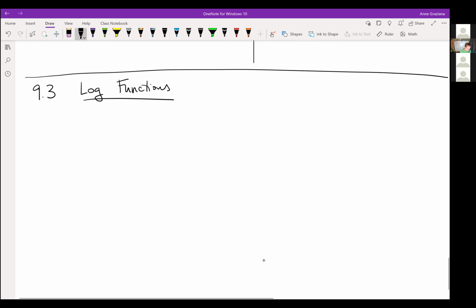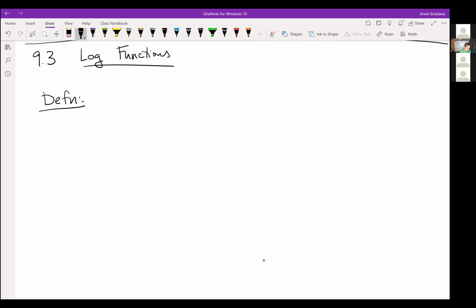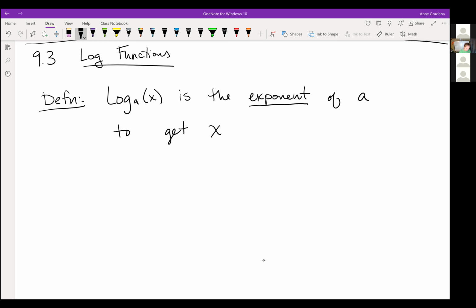Okay. So here's a definition. Log base a of x is the exponent of a to get x. So, just some notation. We call this a here the base of the function. That's the base.